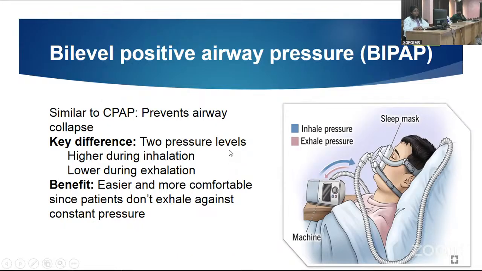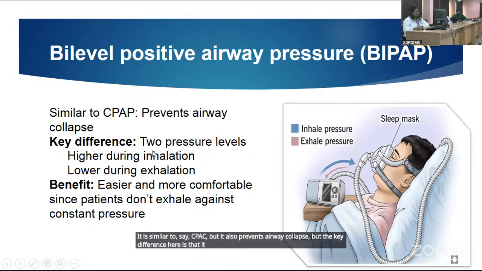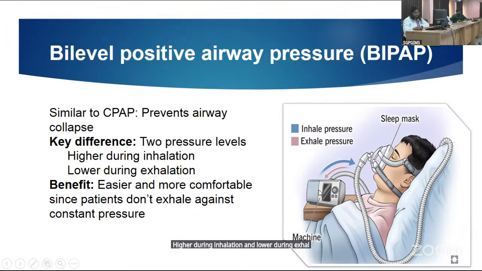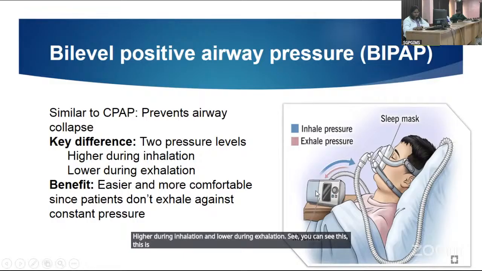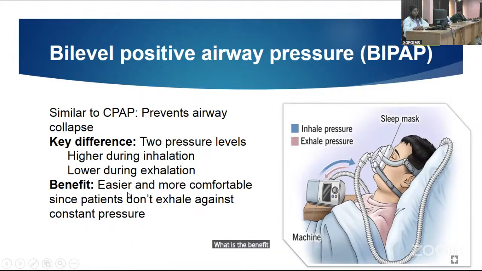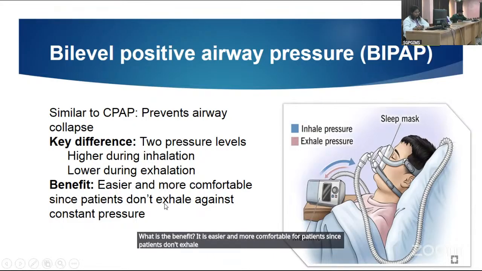Now coming to BiPAP. BiPAP is bilevel positive airway pressure. It is similar to CPAP, as it also prevents airway collapse. But the key difference here is that it has two pressure levels, higher during inhalation and lower during exhalation. See, you can see this. This is the machine. It is the same machine. It is providing the air, but it has different inhale pressure and different exhale pressure. What is the benefit? It is easier and more comfortable for patients, since patients don't exhale against constant pressure.